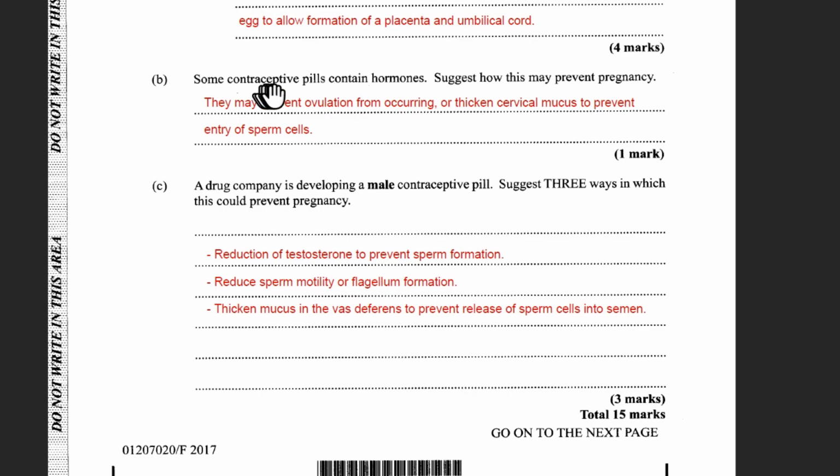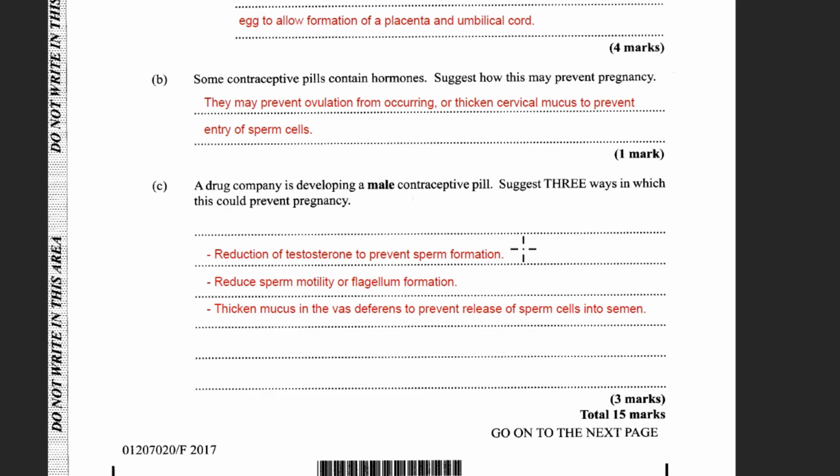B. Some contraceptive pills contain hormones. Suggest how this may prevent pregnancy. Well, they may prevent ovulation from occurring, or they may thicken cervical mucus to prevent the entry of sperm cells. Discussed that already. And C. Are drug companies developing a male contraceptive pill? Suggest 3 ways in which this could prevent pregnancy.